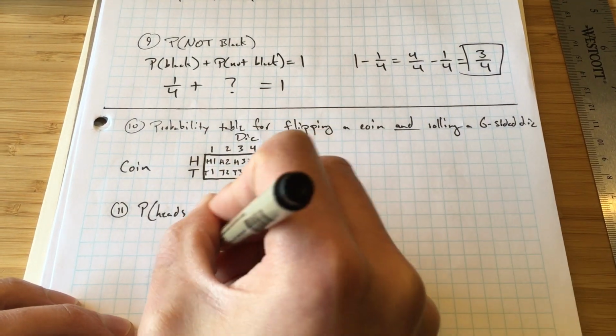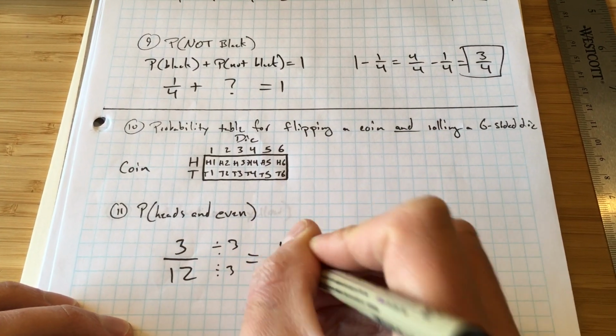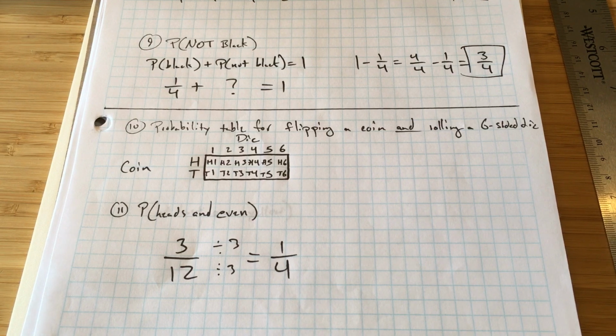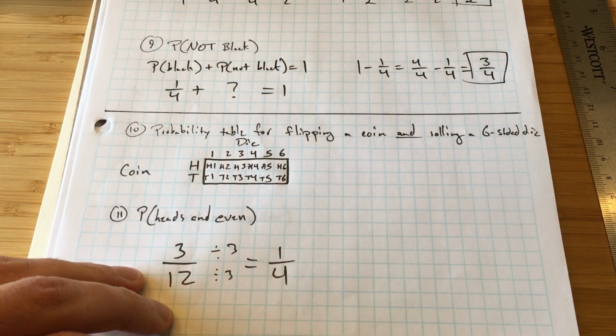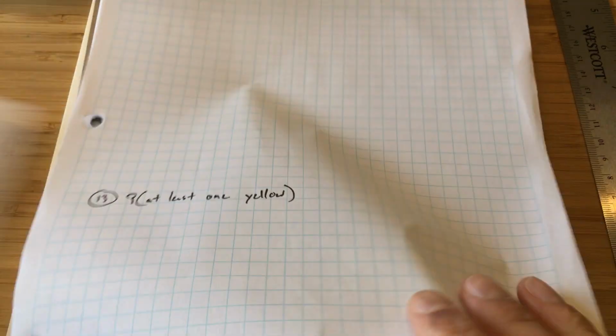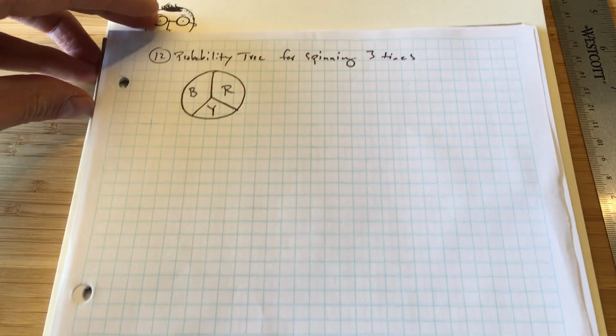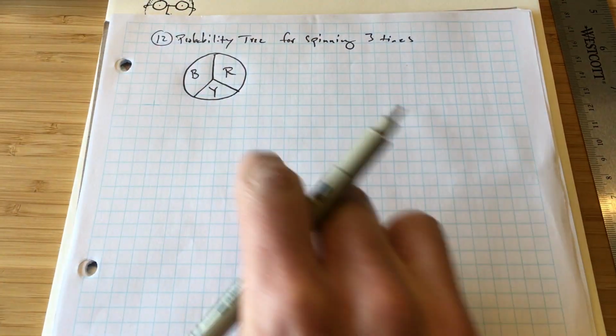And of course, you can divide these both by 3 and tell me that it is 1 out of 4 times. So a quarter of the time, you will get a heads and an even number. All right, let's jump over to another page here, number 12. There's some writing on the back of this, so I don't want you to have to see through the page there. So a probability tree for spinning 3 times this spinner here.